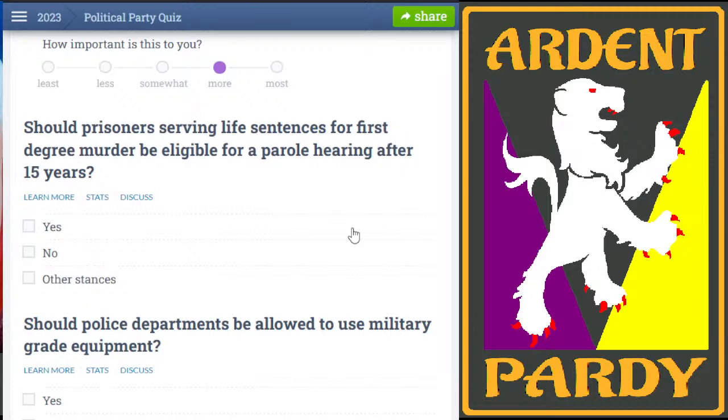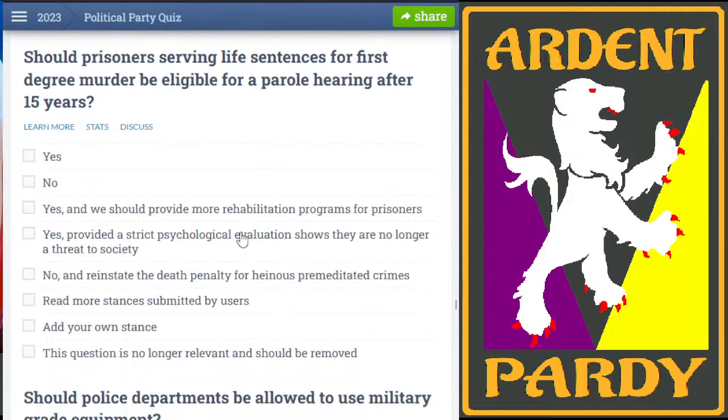Should prisoners serving life sentences for first degree murder be eligible for a parole hearing after 15 years? It really depends on the circumstances. For example, if it was Gary Plauché, I'd say no, he shouldn't even be in jail in the first place. If it was Jeffrey Dahmer, absolutely not. He should have been strung up rather than imprisoned. More rehabilitation programs. I do like the idea of rehabilitation, but the problem is you have to have a society that's willing to allow people to say that they've paid their debt. We don't currently have one of those. So I'm going to say no.